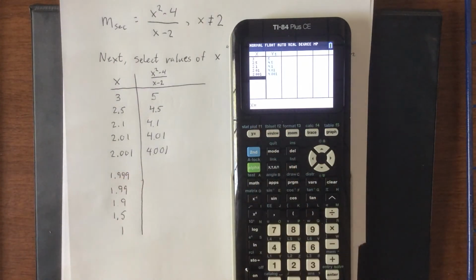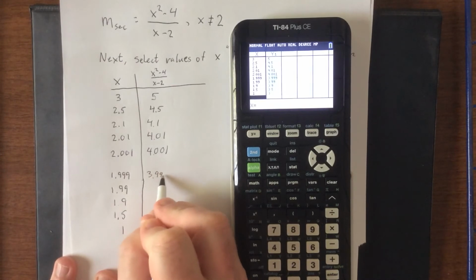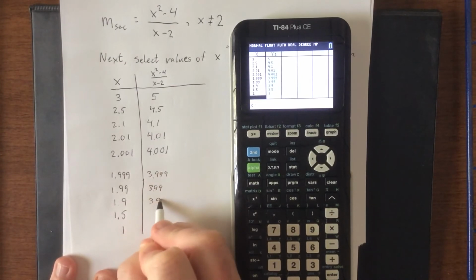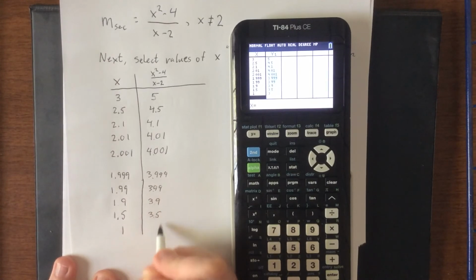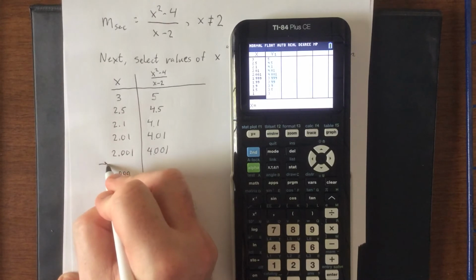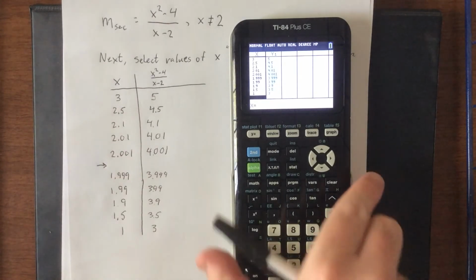So if you have room in your table, go ahead and input all of these values, and we'll get the corresponding values of the slope. Looks like I just barely have enough room. So a big important thing to point out as you're copying these into the table is that we are trying to draw a conclusion about this value of x right here, right in between 2.001 and 1.999.